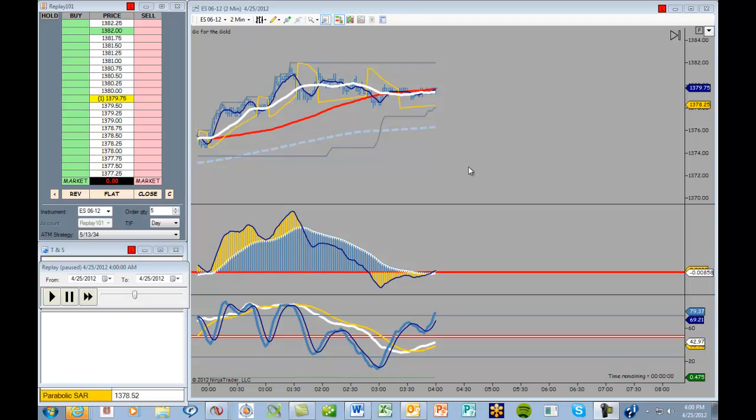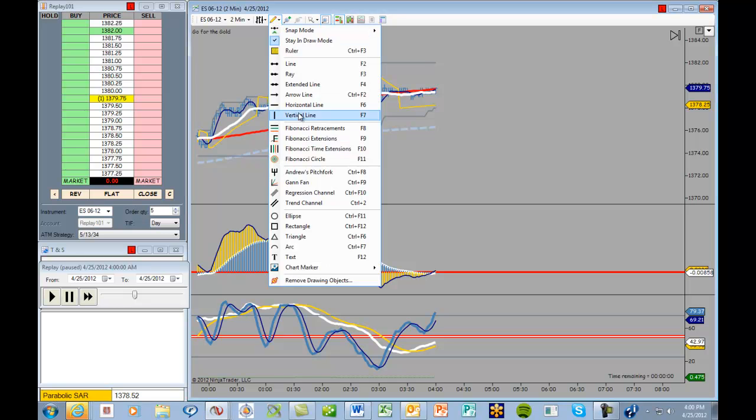Before we get started, let's take note of the last major turning point in this market according to our Donchian channel. That would be this high right here. So let's mark it.